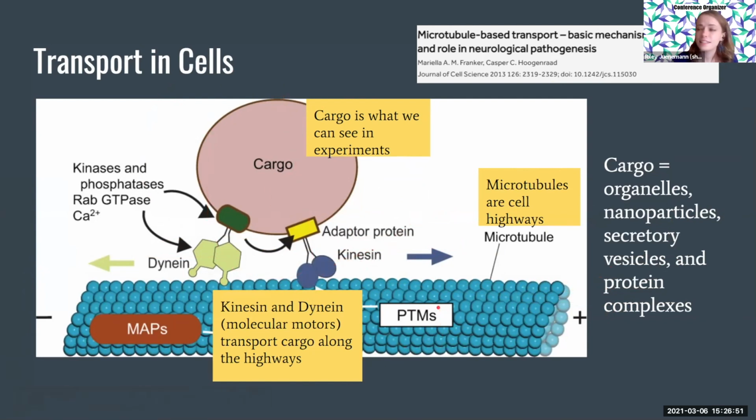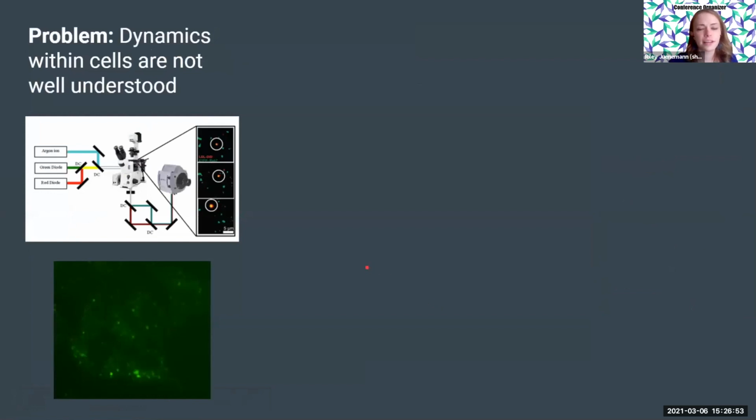The way that we see this cargo is through experiments such as fluorescence microscopy. These can help us take a glimpse at those dynamics within cells, although we don't understand them very well just yet. Scientists get hundreds of time series trajectories as outputs of each one of these fluorescence microscopy experiments. You can see it's a series of images where you have these little glowing dots, and then we connect them together to form the trajectories.